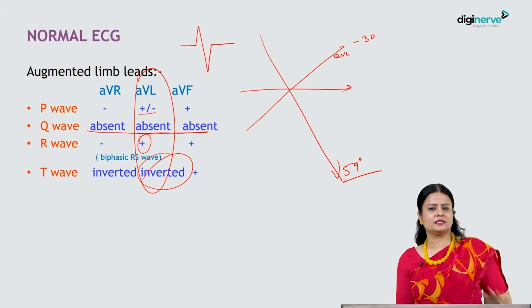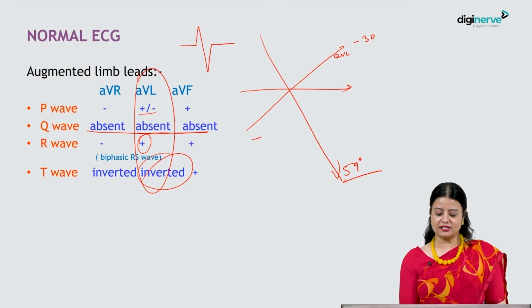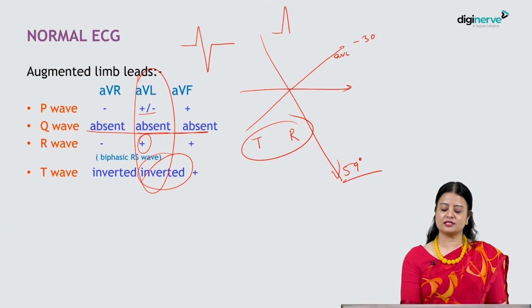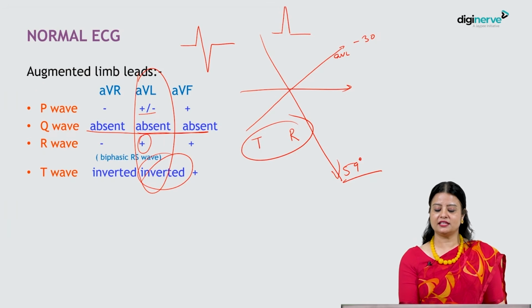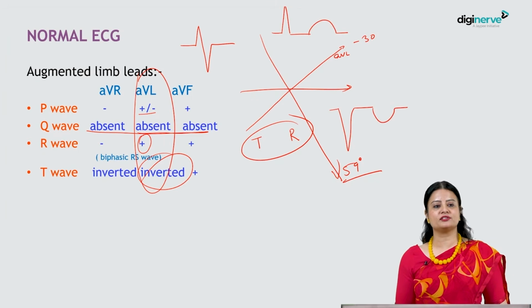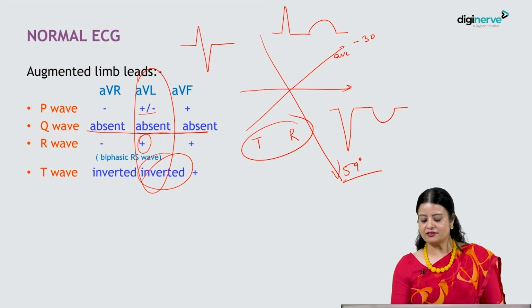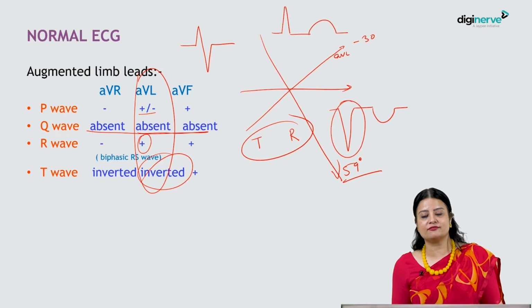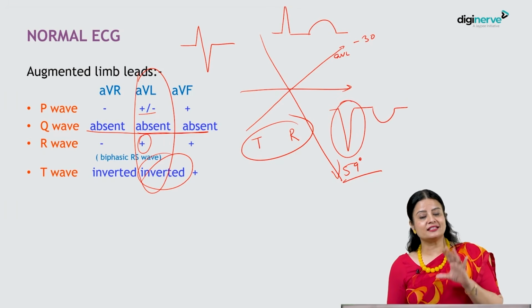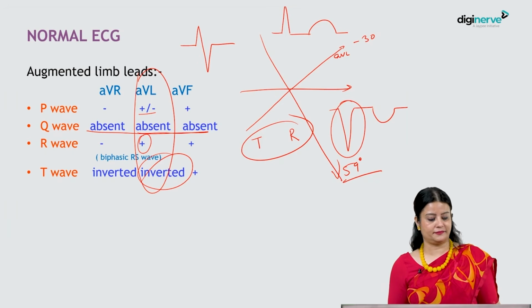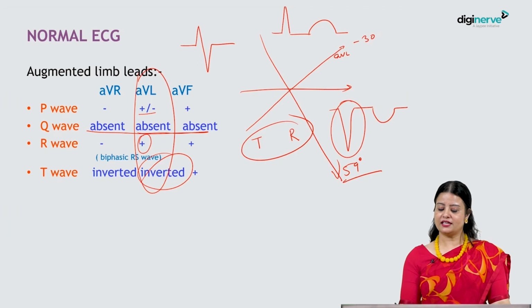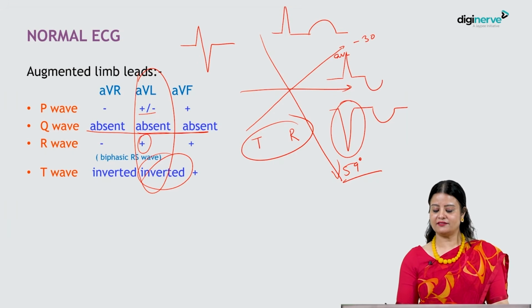Always keep this in mind, the T wave is always going to follow the R wave. If the R wave is positive in a normal individual, the T wave will be positive. If the R wave is inverted in a normal individual, the T wave will also be inverted, because the R wave is inverted only because of its direction, and the T wave is going to follow that. If the R wave is upright and the T wave is inverted, that is a point of concern.